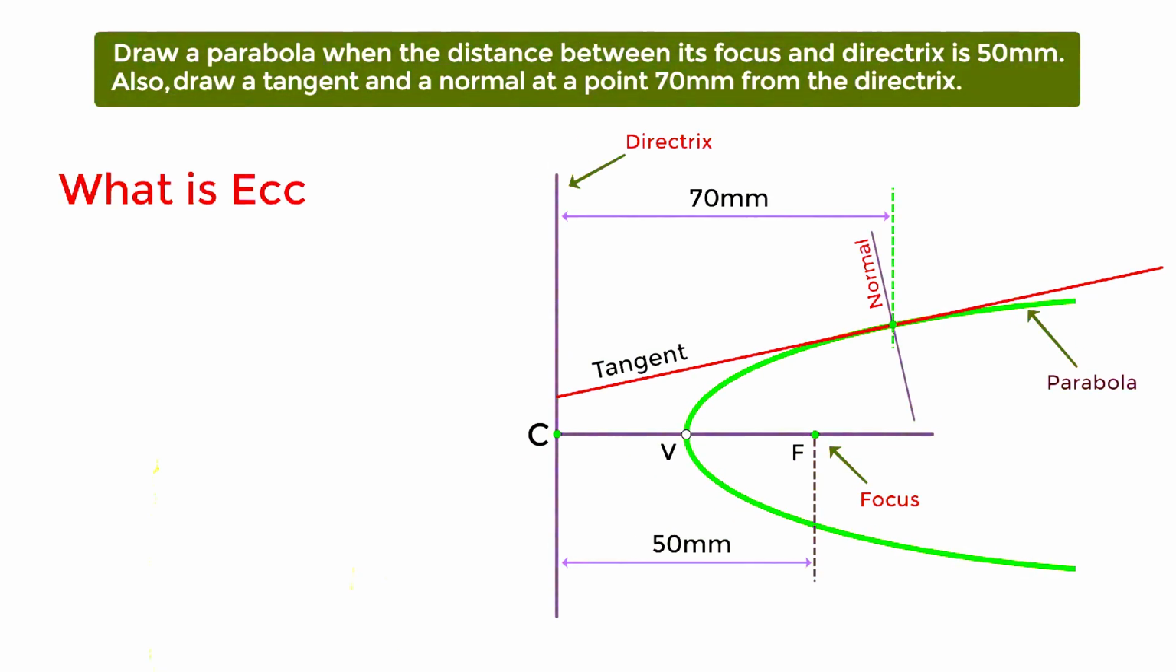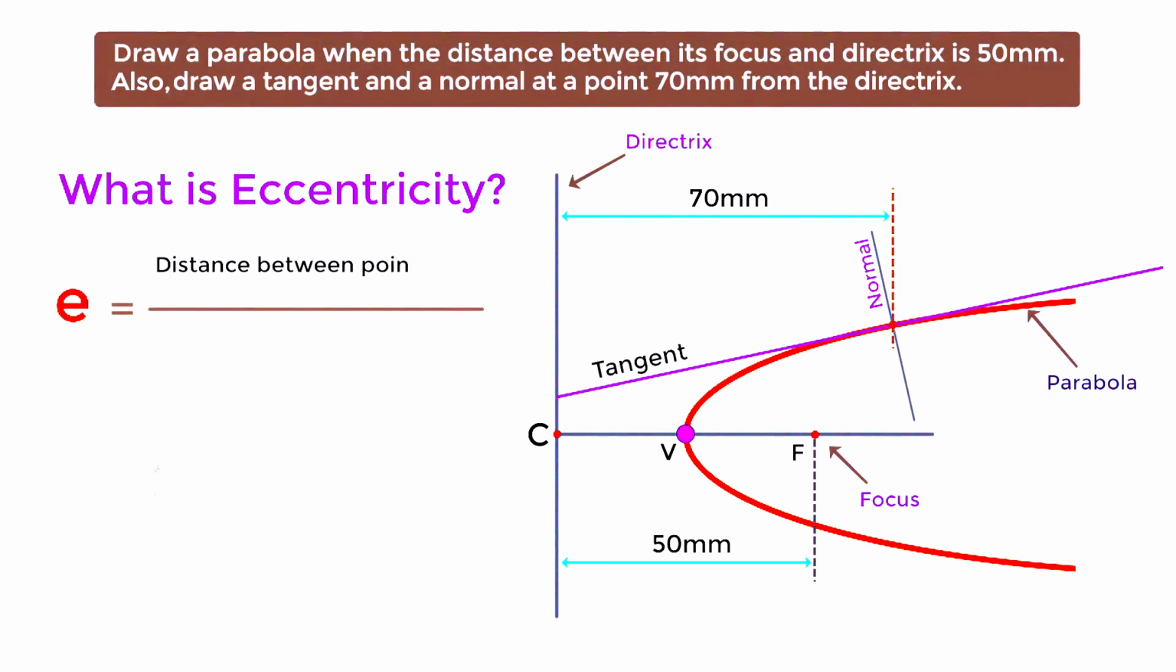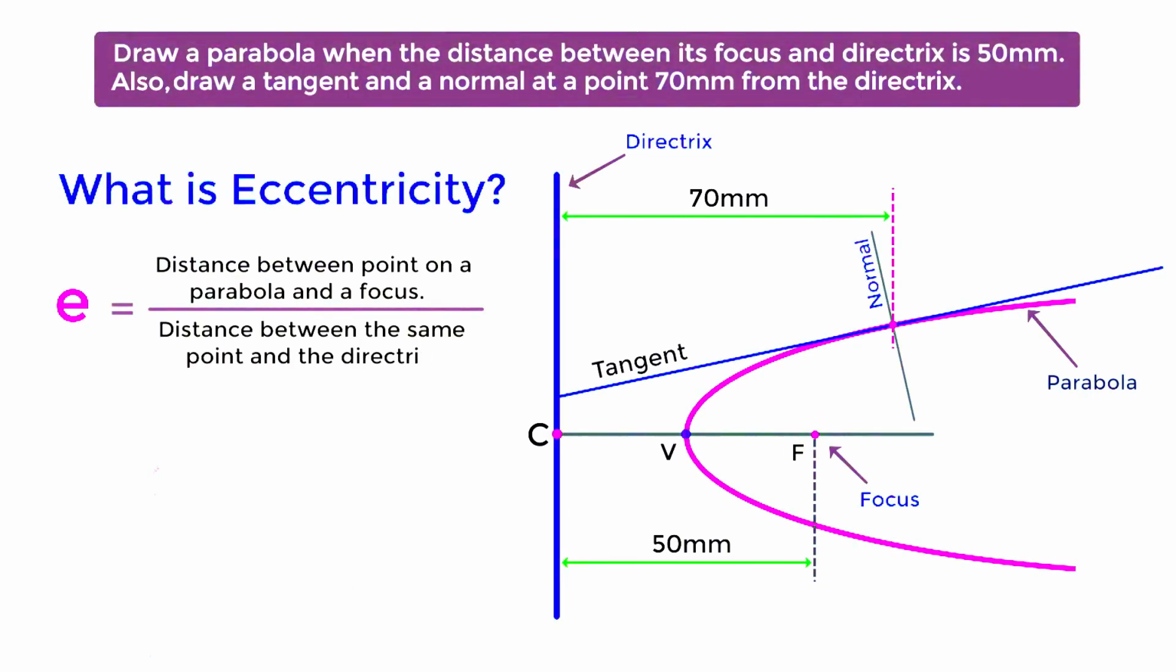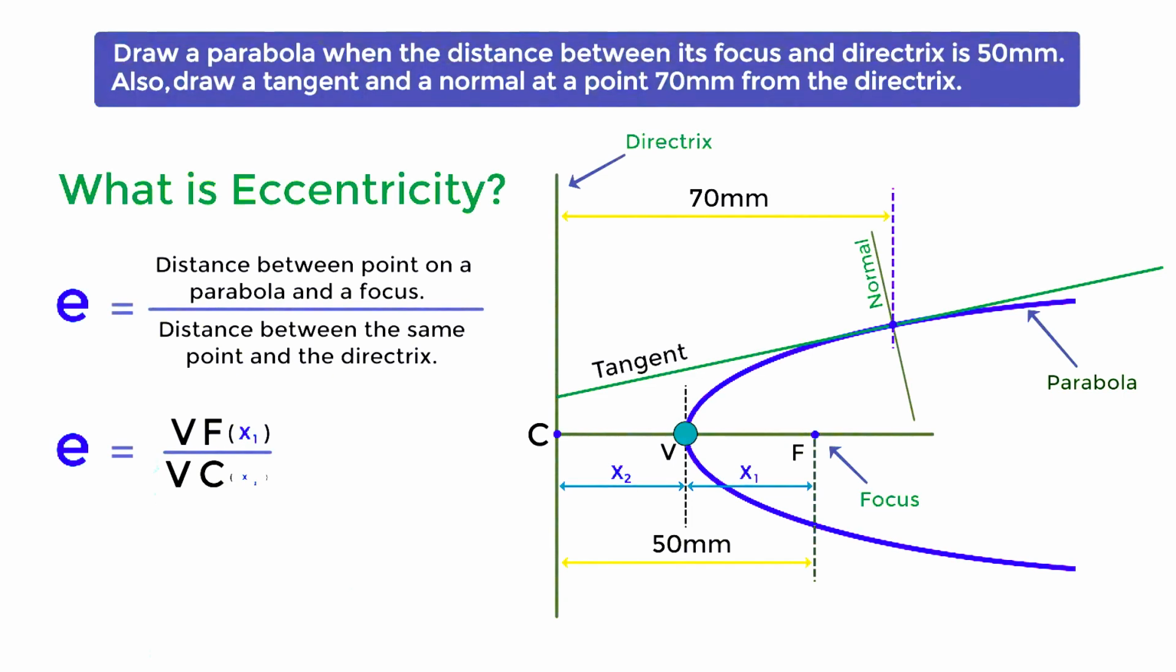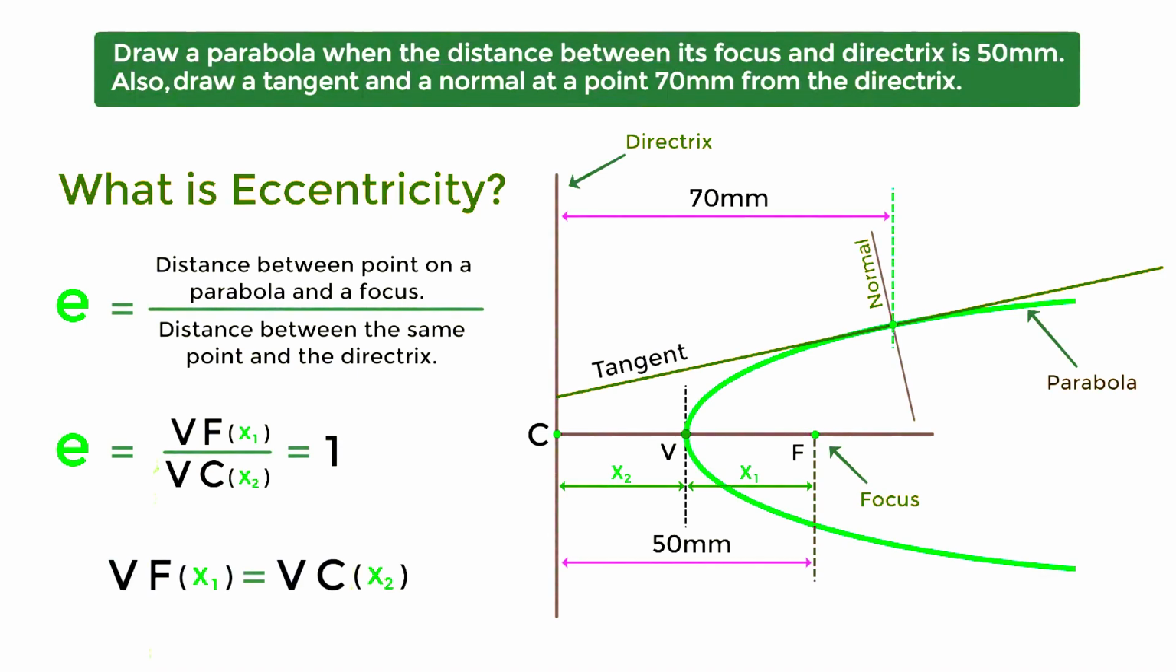Before drawing, we need to understand what is eccentricity, which we will denote by the letter E. It is the ratio of the distance between the point on the parabola and the focus, to the distance between that same point and the directrix. In other words, it is the ratio of the distance between point V and F, to the distance between point V and C. The eccentricity of the parabola is 1. This means the distance between VF is equal to the distance between VC.